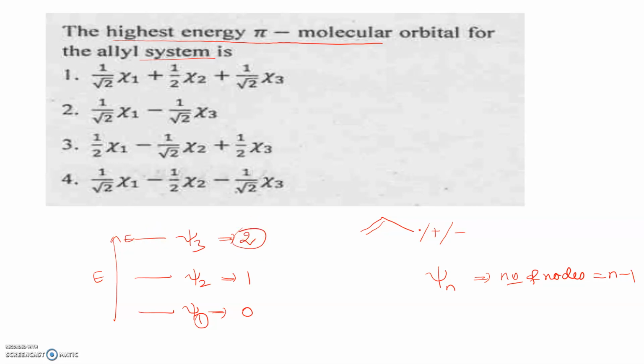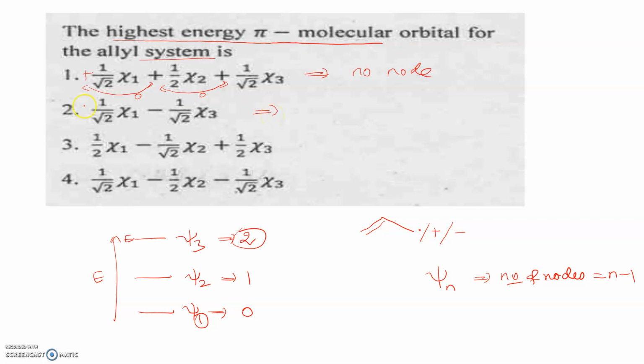Listen, see the first one. Here in this, a linear combination is given. Here we have a plus sign, here I have a plus sign. Plus to plus, no change of sign, so there is no node. Then again plus to plus, no change of sign, again 0 node. So option A has no node.